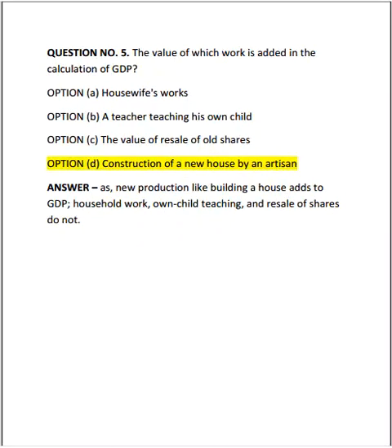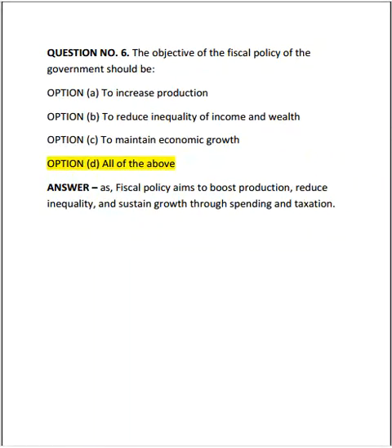Question No. 5. The value of which work is added in the calculation of GDP? Option A. Housewife's works. Option B. A teacher teaching his own child. Option C. The value of resale of old shares. Option D. Construction of a new house by an artisan. Answer. As new production like building a house adds to GDP, household work, own child teaching, and resale of shares do not.